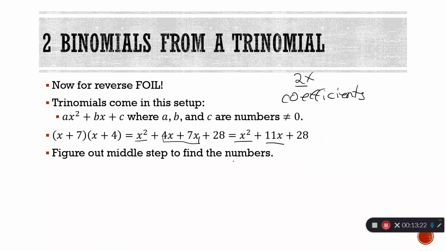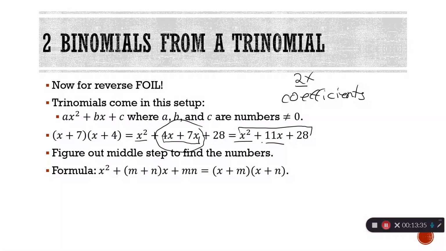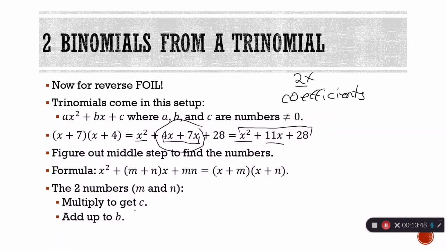So when we factor, what we're trying to do is figure out what these numbers are. We're given this and we have to figure out what these two numbers are because, as we saw here, those two numbers multiply to get 28. They add to get 11. So those two numbers multiply to get C. Okay, M and N multiply to get C right here, and they add to get B.